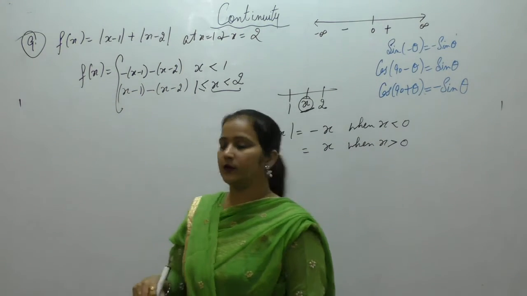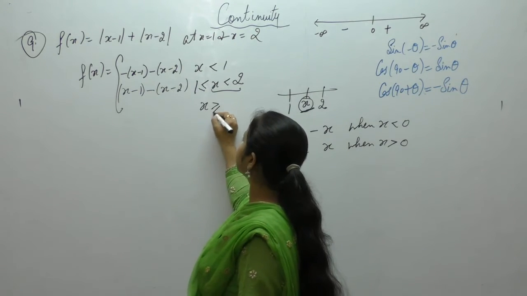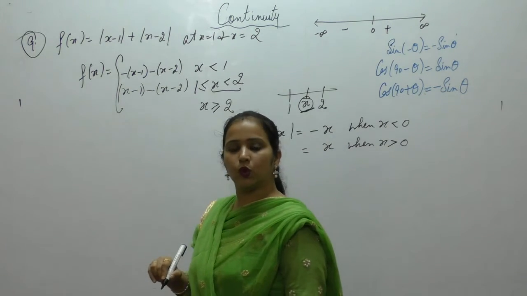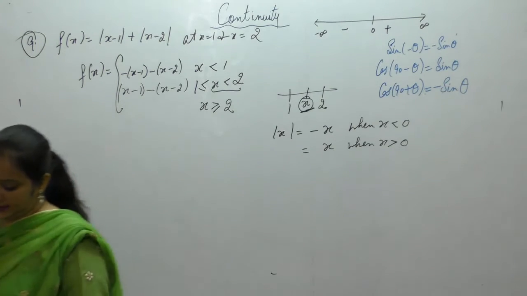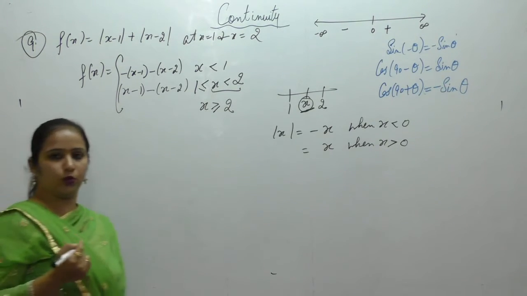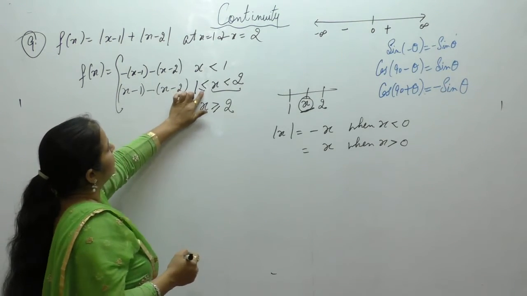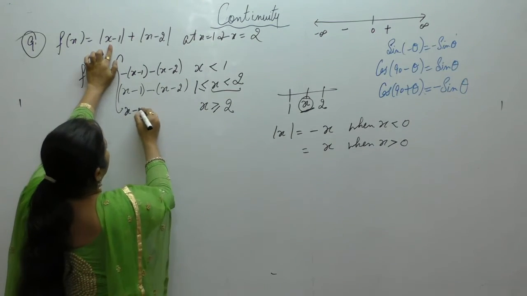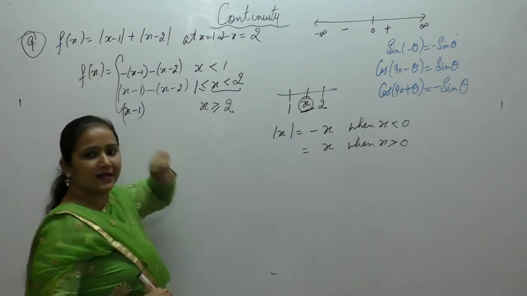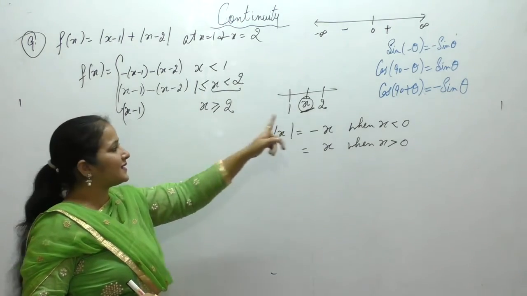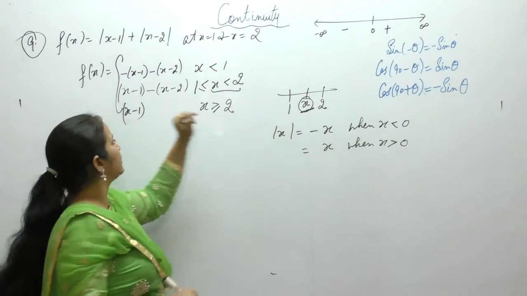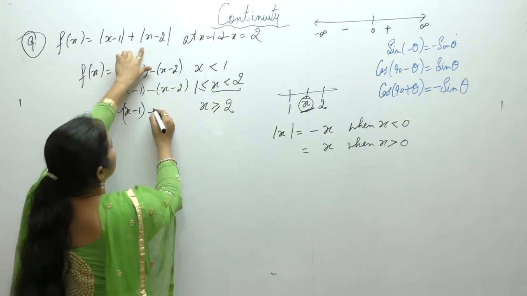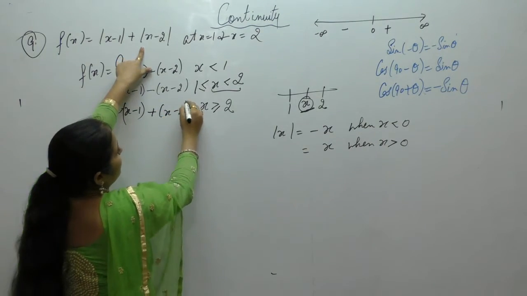Clear? Now next is the case when x is greater than or equal to 2. X is greater than or equal to 2. If it is bigger than 2, it will be bigger than 1 also. So this is positive. Bigger than 2, so this will also be positive.